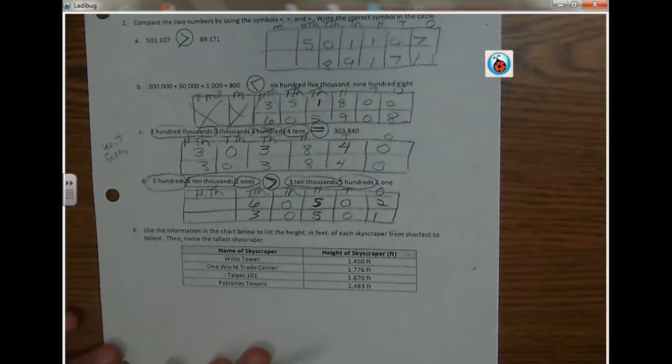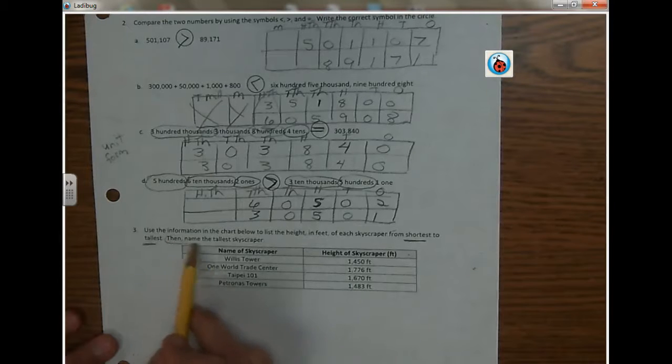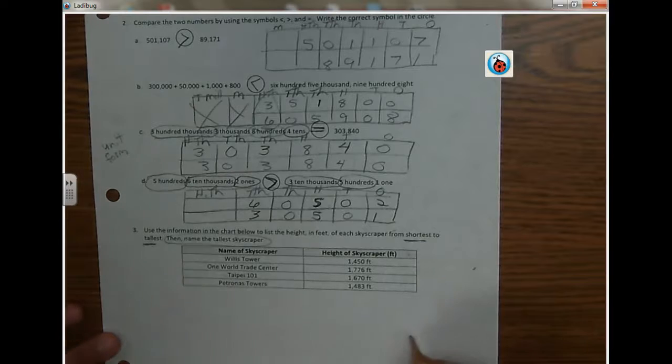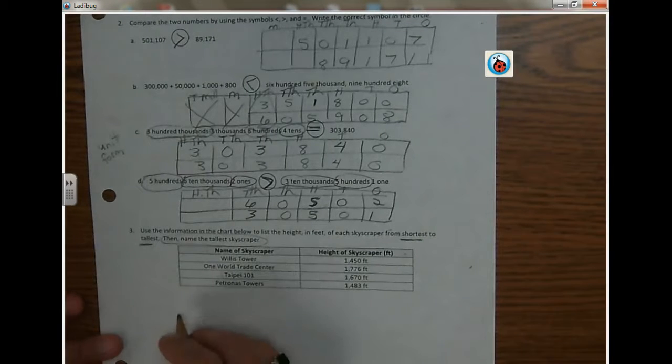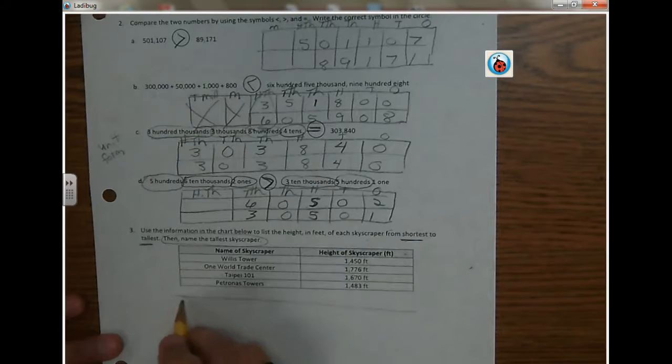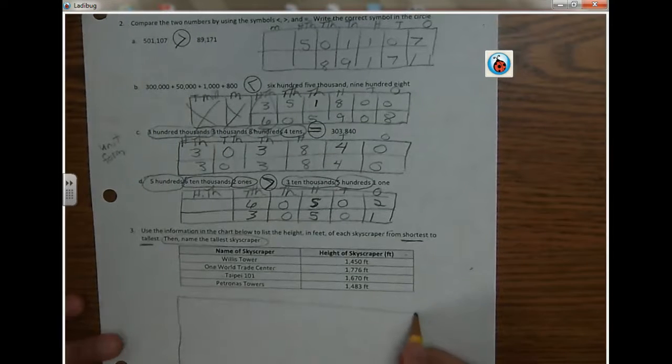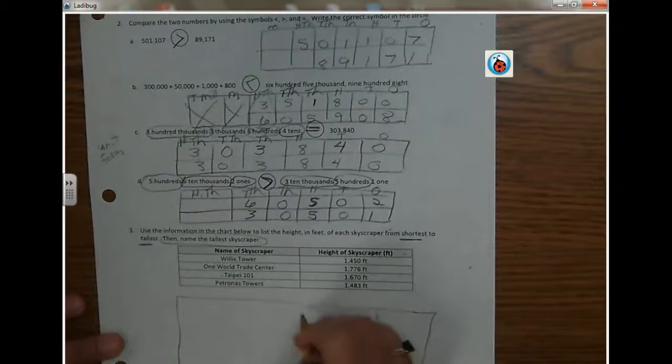Okay. Number 3, use the information in the chart below to list the height in feet of each skyscraper, from shortest to tallest. So we're going to list them from shortest to tallest, and then we're going to name the tallest skyscraper. So which one would be tallest? What can I do to do this? Well, I can make a place value chart. I only need thousands this time, don't I? I need a bigger one though.